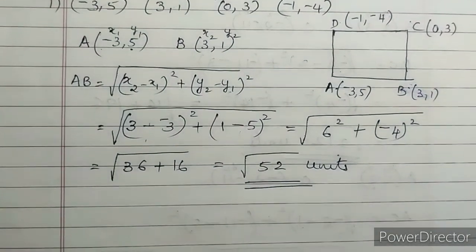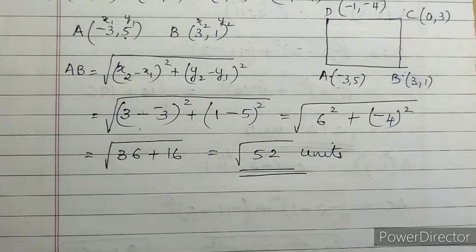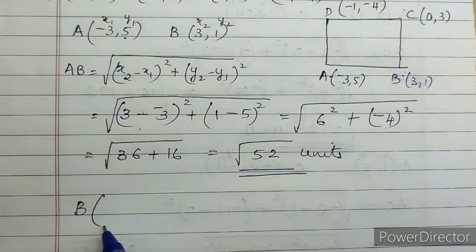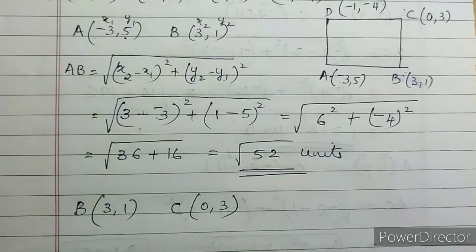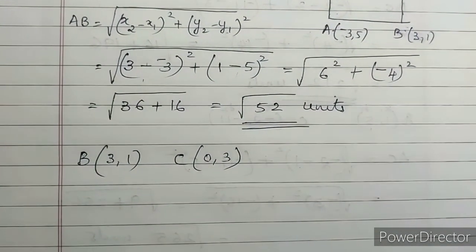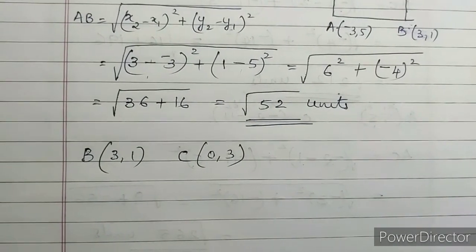So AB you got. Now you have to find BC. B, how much is it? 3, 1, and C is 0, 3. Now similar thing, same thing you have to continue.